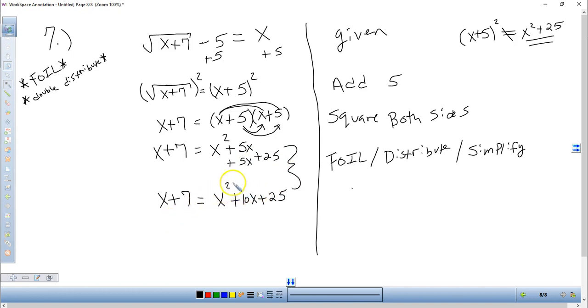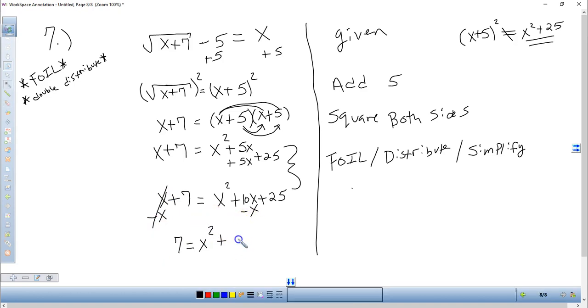Now we want to solve for x. I'm now dealing with a quadratic. I've got an x squared term. That means I'm dealing with quadratics. So I need to get everything to one side, get it equal to 0. So I'm going to subtract x. So 7 is equal to x squared plus 10x.